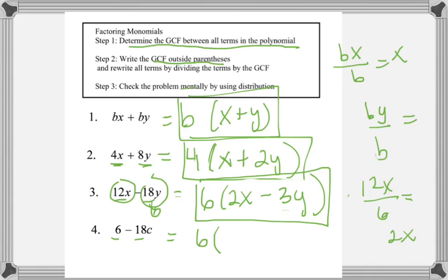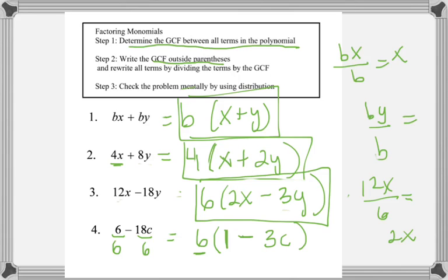Okay, now a very common mistake that people make is they think, oh, well, I take the 6 away, so there's nothing left. And then they forget to write that really what's left is 1, because remember, you are thinking about taking the terms that you used to have and dividing it by whatever you're pulling out. So 6 divided by 6 is 1. And keep the minus. 18c divided by 6 is 3c.